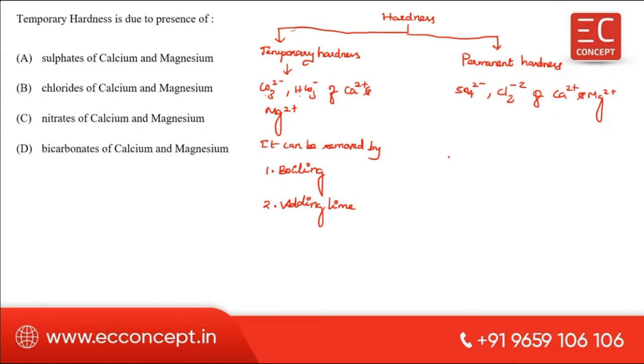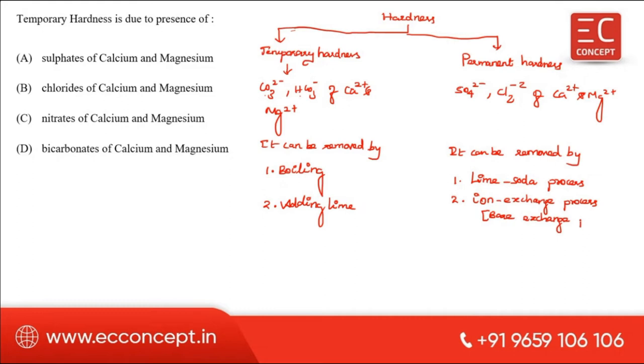The permanent hardness can be removed by the lime soda process. Second one is the ion exchange process, or we can say the base exchange process. And the third one is the zeolite process. So these are some of the points you have to keep in your mind for hardness.